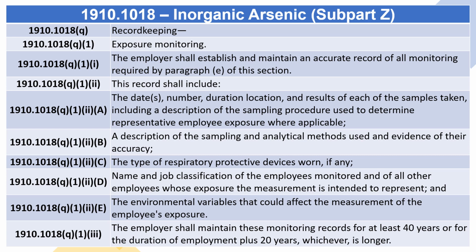1910.1018(q)(1)(ii) This record shall include 1910.1018(q)(1)(ii)(A) through (E): the dates, number, duration, location, and results of each of the samples taken, including a description of the sampling procedure used to determine representative employee exposure where applicable; a description of the sampling and analytical methods used and evidence of their accuracy; the type of respiratory protective devices worn, if any; name and job classification of the employees monitored and of all other employees whose exposure the measurement is intended to represent; and the environmental variables that could affect the measurement of the employee's exposure.